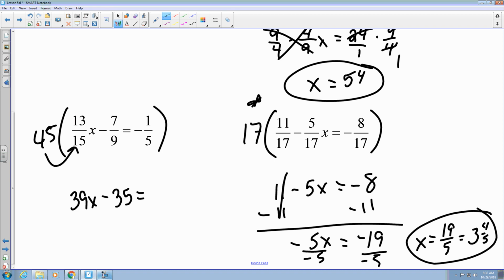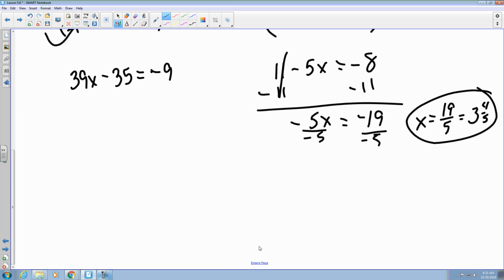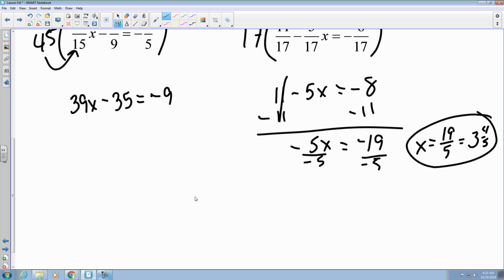And then finally, I have negative 1 times 45. Negative 45 divided by 5 is negative 9. So this is a situation, again, where we were able to eliminate our fractions by multiplying by the least common multiple. So negative 9 is going to be added to 35 here. And I get, what, 26?